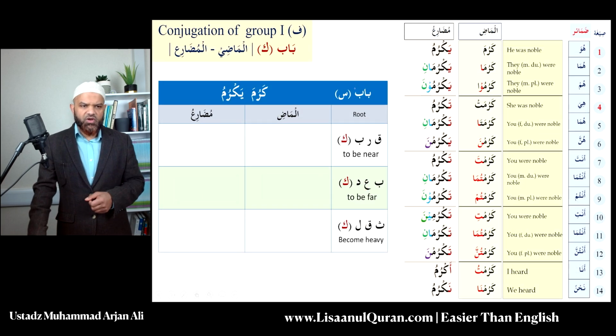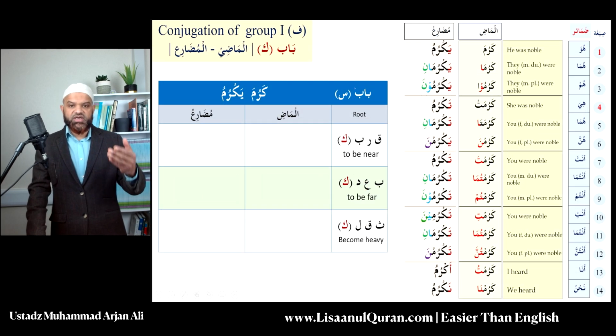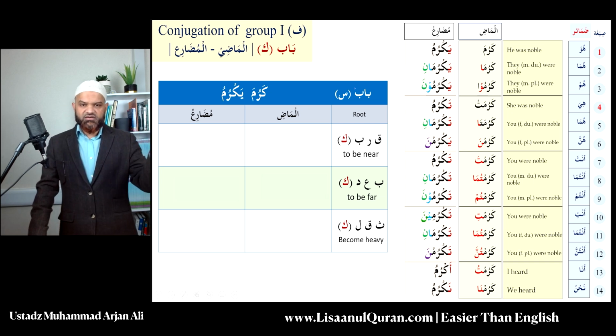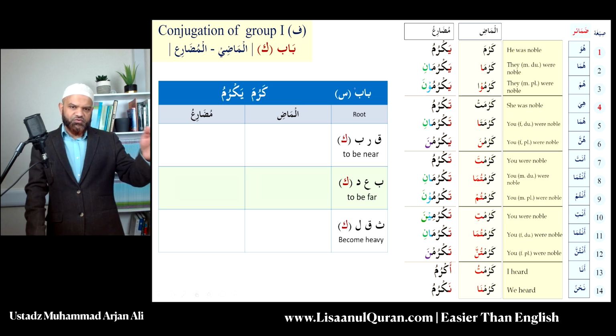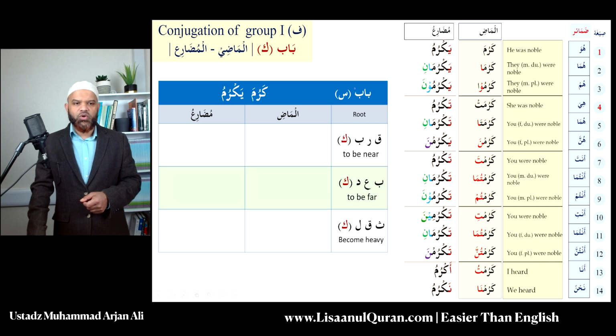Let's practice a few. We have now on the screen 3 different verbs which are from this pattern. Again, take your time, see if you can work out what should be the madi and the mudari, noting that I've given you the template on the right hand side. So what we have, Qaf, Ra and Ba, what should it be? And the others, please do them.